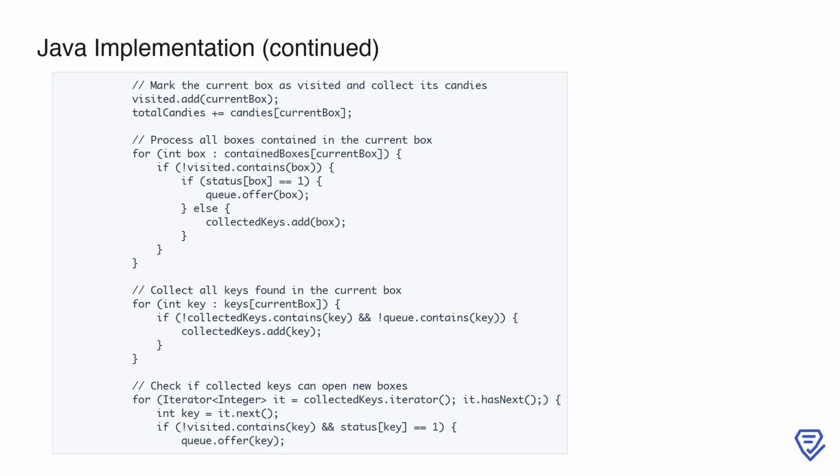After processing contained boxes, we move on to collecting all the keys found inside the current box. For each key, if it hasn't already been collected or added to the queue, we add it to our collected keys set. This ensures we're ready to use these keys to unlock other boxes. Finally, we iterate through the collected keys set to see if any of these keys can now open new boxes. If a key corresponds to a box that hasn't been visited yet and is currently open, we add that box to the queue for processing.